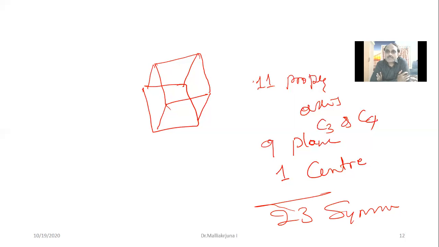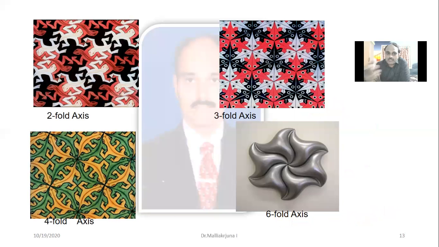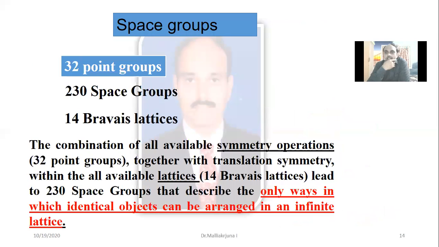Therefore, based upon the existence of the symmetry elements contained in a particular crystal structure, the crystals are classified. That is the reason why the symmetry concept is very, very important. So this you already know, the 2 fold axis, 3 fold axis, 4 fold axis, 6 fold axis, and therefore the crystals are classified based upon the existence of the symmetry elements.